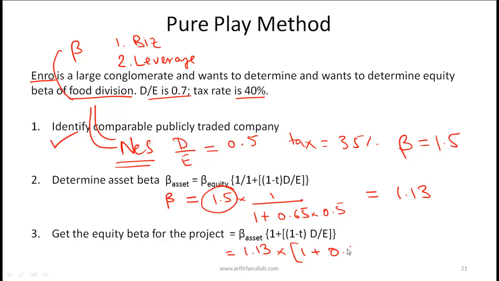So 1 minus 40% is 0.6, times the debt equity here, which is 0.7. So this is equal to 1.60. And this should not surprise us. First of all, this is greater than the asset beta, which is obvious, and this is also greater than the equity beta of Ness, which also makes sense because the financial leverage of Enro's food division, 0.7, is more than the leverage that we took for Ness, which was only 0.5. So this might seem a little complicated, but it's not, and there are several questions in the curriculum which you should practice. Once you do so, then you are in good shape.